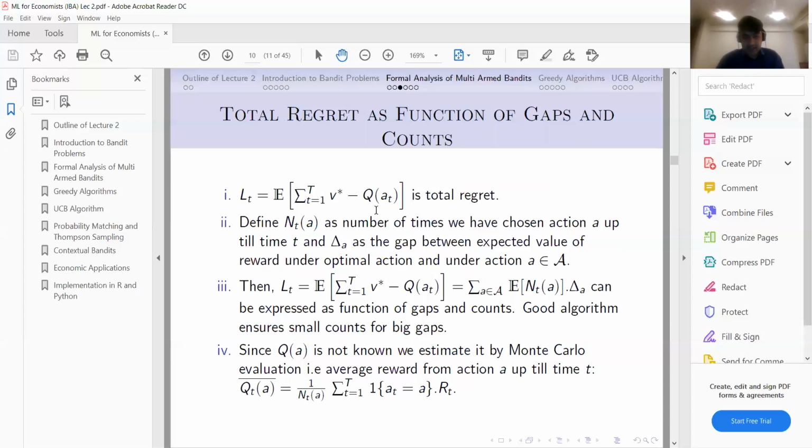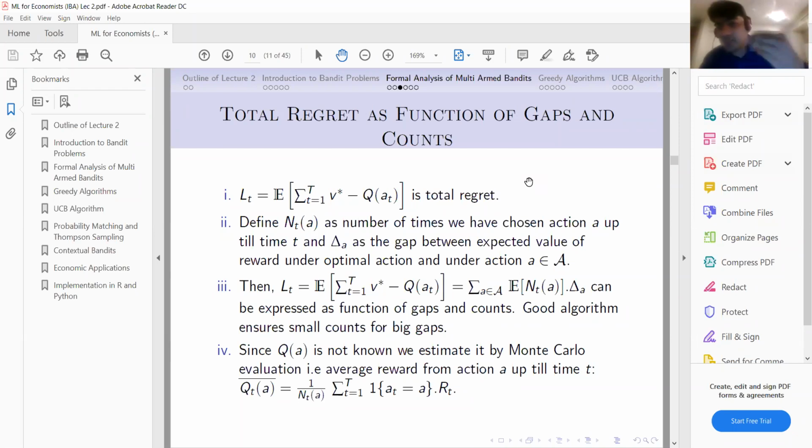The next thing is that this is just a convenient mathematical characterization. NT of A is nothing but the number of times we've chosen action A up till time t. So action A is just some particular action A. Remember, there are many different actions here, many different arms. And NT of A is simply the number of times that you have chosen action A, or the number of times that you pulled a particular arm of the bandit up till time t.